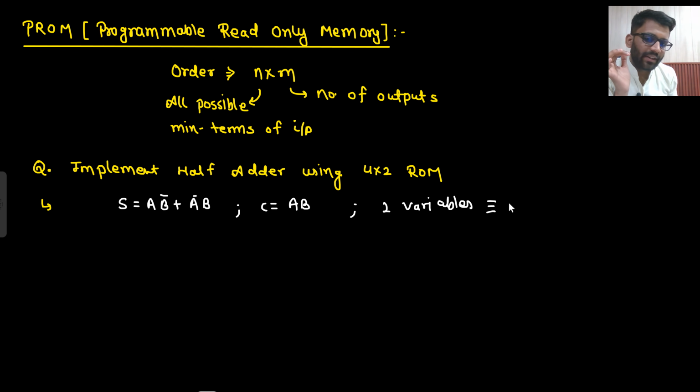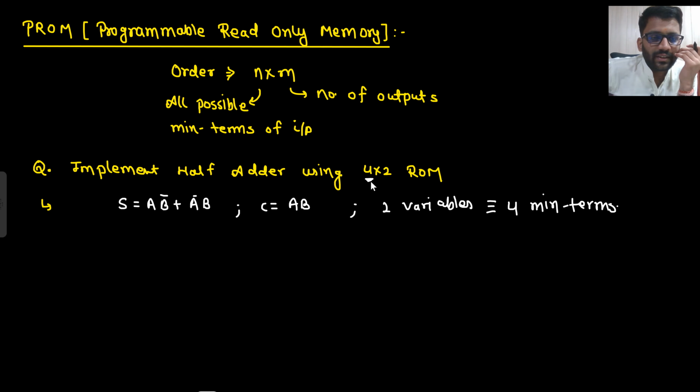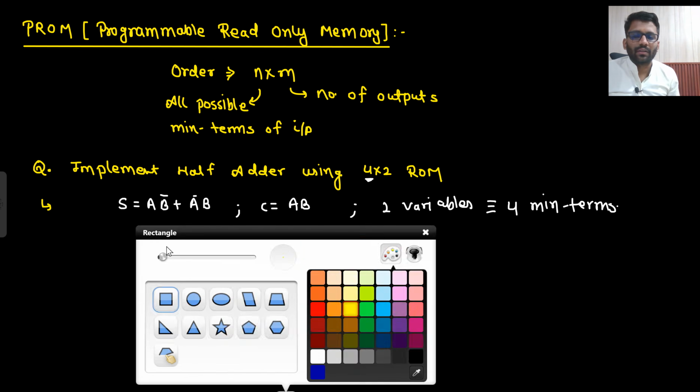And 2 variables represent a total of 4 combinations, or you can say a total of 4 minterms. So this is what this represents. 2 variables I have and I need to generate all 4 minterms, M0, M1, M2, M3. Which combinational circuit can generate it? 2 variables I am giving and you need to generate all 4 possible minterms. Which combinational circuit does that? Demux and decoder. So in PROM we will always use a decoder.